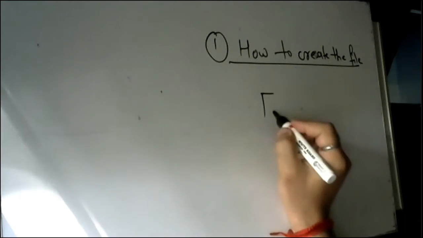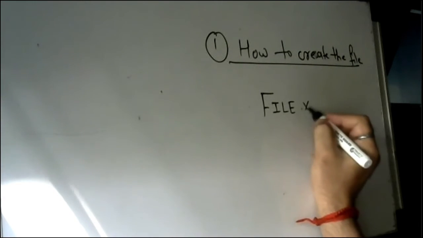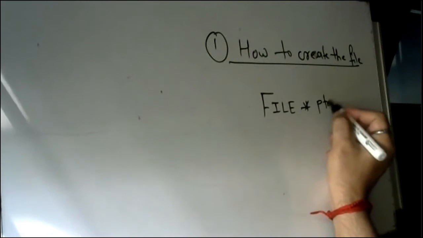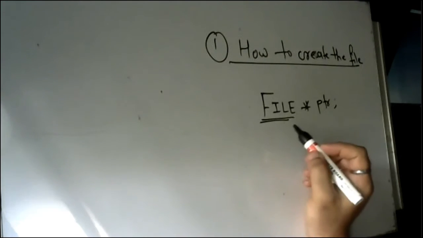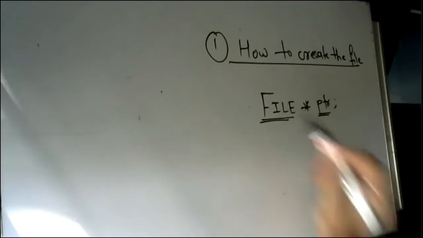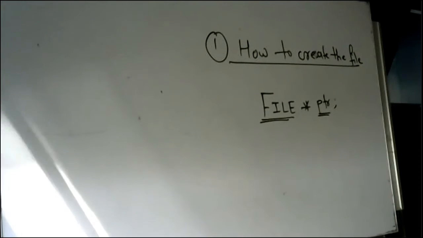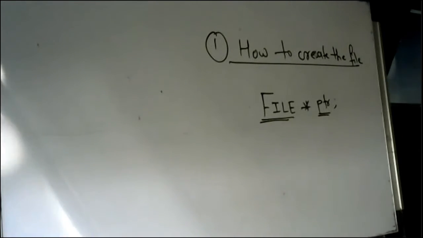First, you have to create a pointer to file. For example, if I write here FILE star ptr. Now this FILE is a reserved word. Your first step is to create a pointer to type FILE. Now here, let me show you through the program.